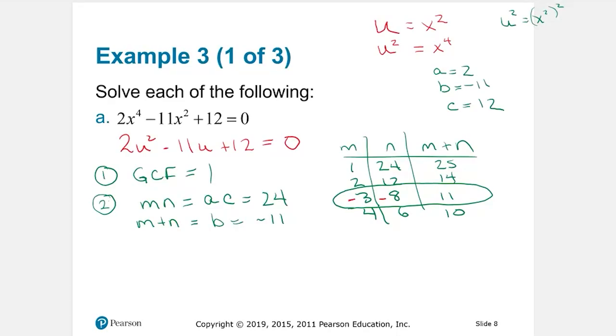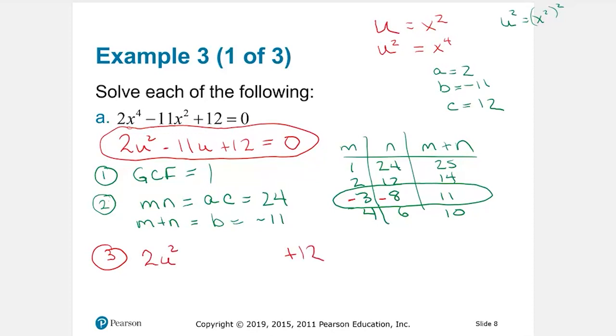So I found my 2 numbers, and so now what I do is my third step, I take this problem. So I'm working on this, okay, first. So I say this is 2u squared, and then I have my plus 12, and then I use my minus 3u minus 8u. Those come from these 2 numbers, my m and my n, okay? And we'll finish factoring.